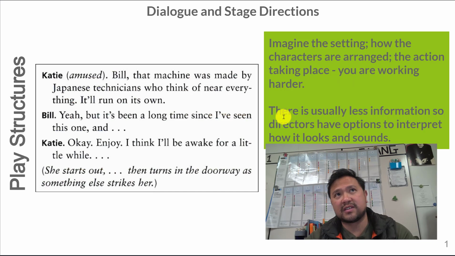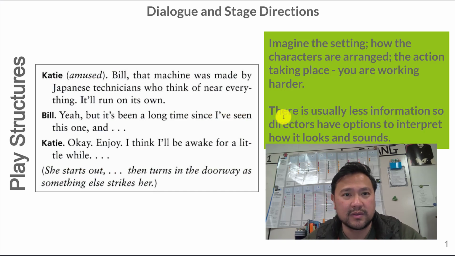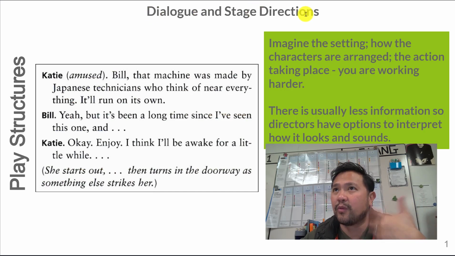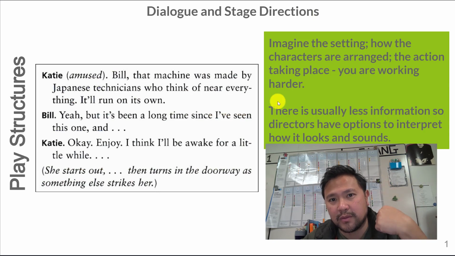So usually this is also by design, right? There's less information, so that actually gives directors of plays and television and movies a lot more options to interpret how it looks and how it sounds. Right? So when we're looking at plays, we're usually only using just two pieces of information. That's dialogue and stage directions, right? And the rest we have to fill in with our imagination.